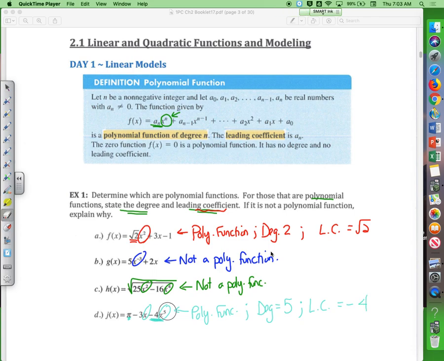Even though this last one here is not written in descending order, usually they'll put the highest power for x first and then go down, but they didn't do that for this one. So you'll have a few problems where that's what they'll ask you to do, is determine whether it's a polynomial or not.